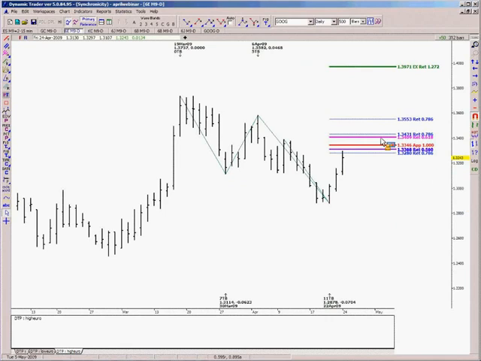I don't know if that's an overlapping level or just two levels. Yeah, there's two areas that I would really like to pay attention to in the next couple of trading sessions for a possible reversal. Okay?